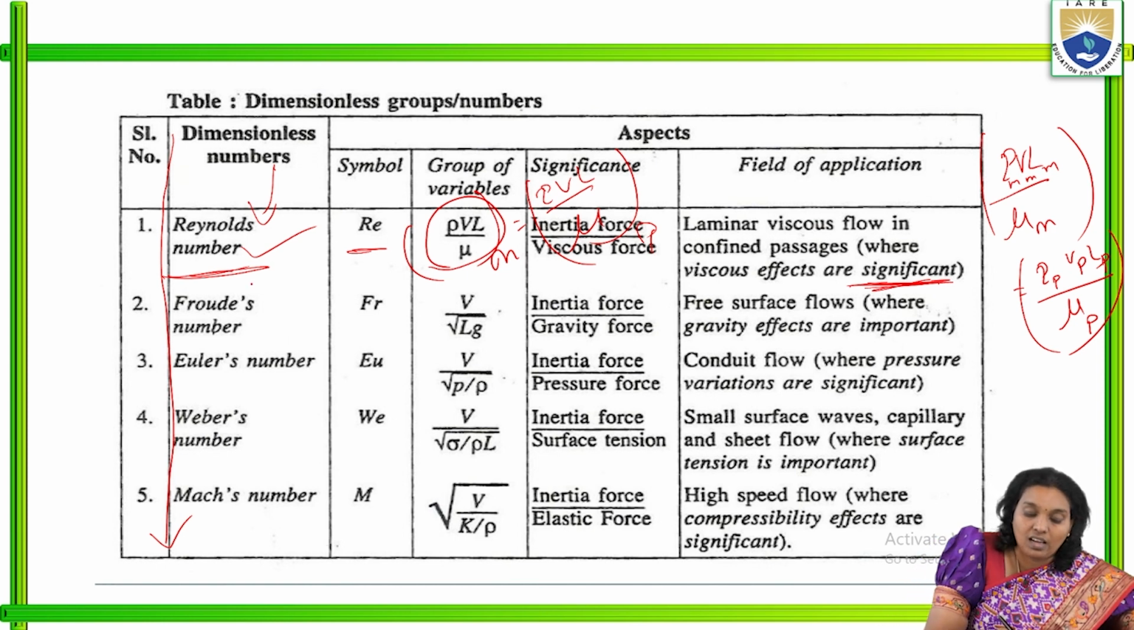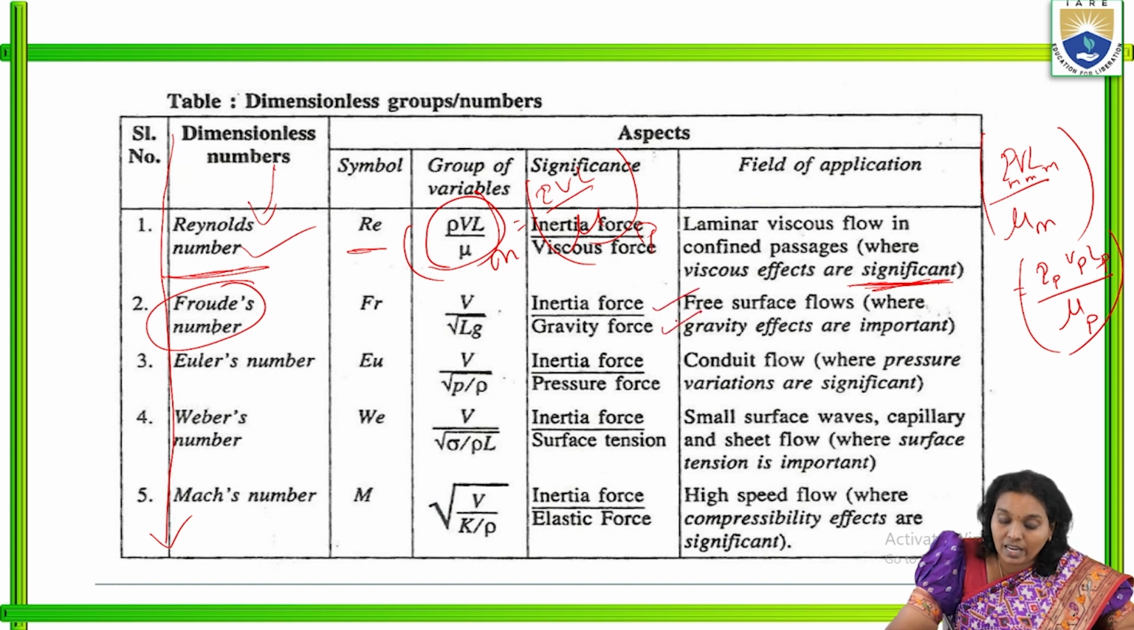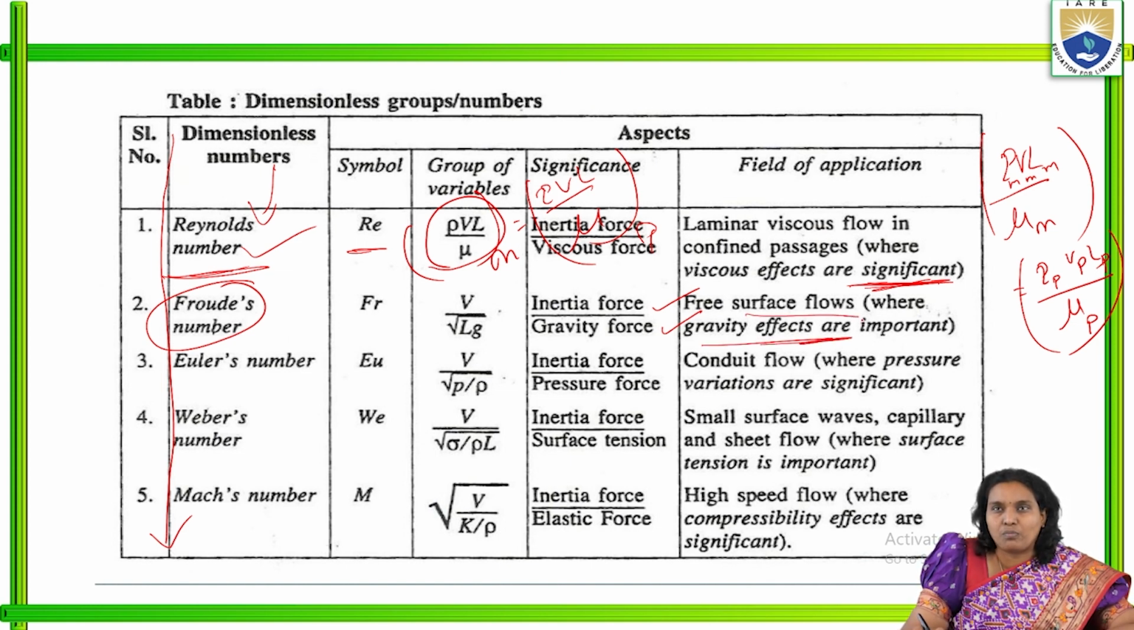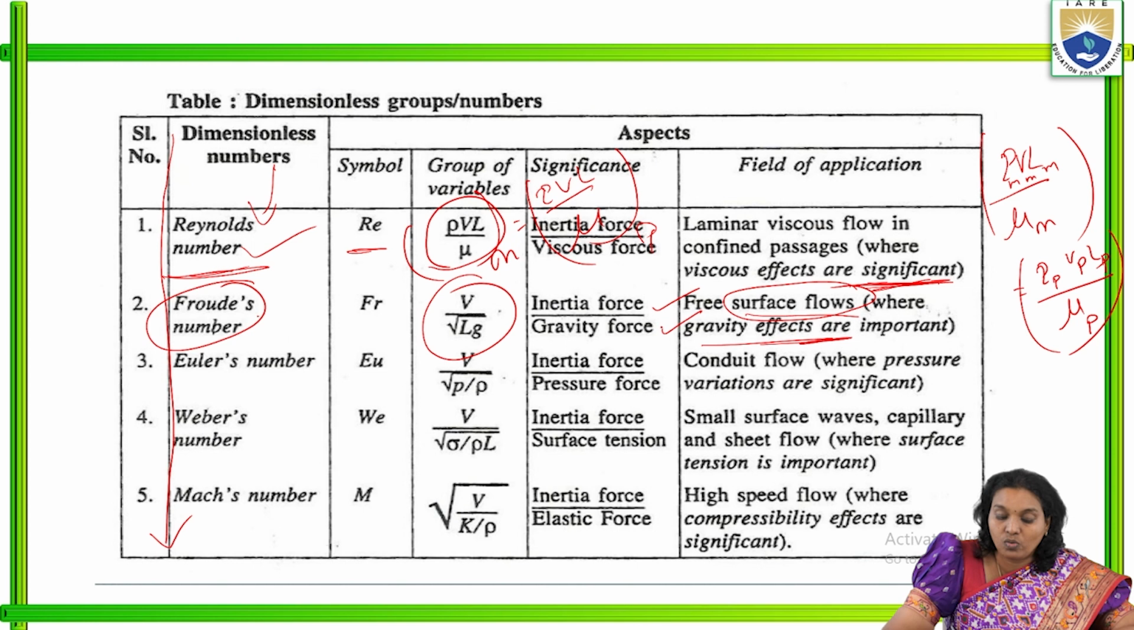Next one is the Froude number. Coming to the Froude number, it is inertia to gravity force. In free surface flows, gravity effects are important, and for such flows we use the Froude number. This is the formula. Inertia to viscous is the Reynolds number. Inertia to gravity is the Froude number.